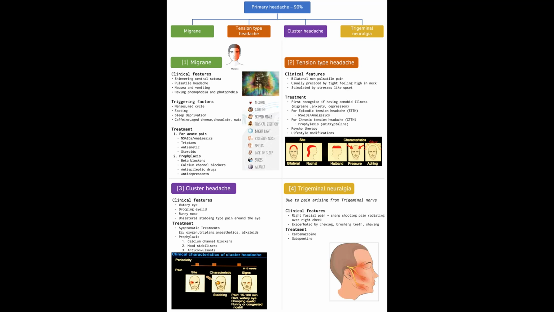So what are these red flags? This famous mnemonic is called SNOOP. SNOOP: systemic symptoms like fever and weight loss, we should consider these factors, and also we should consider secondary risk factors like cancer and HIV, and also we should know the neurologic symptoms or abnormal signs of the patient.